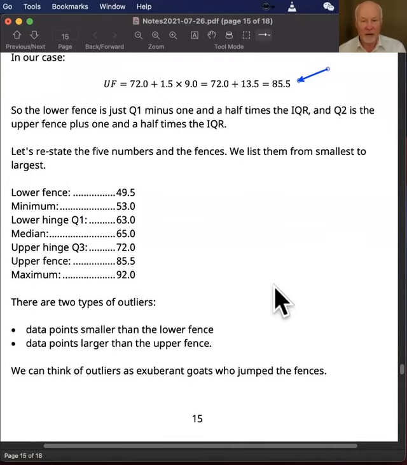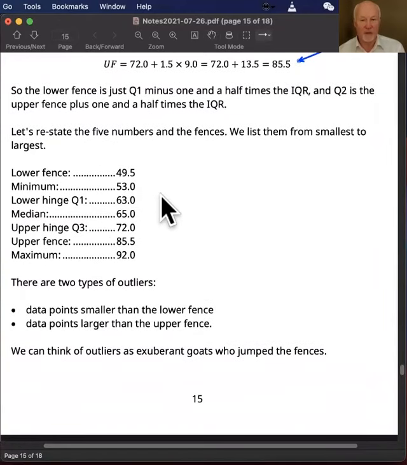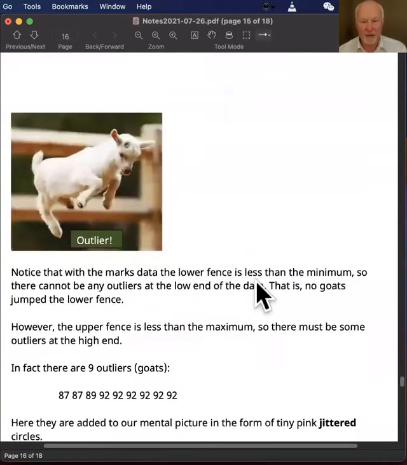Now we can see the five numbers and the fences. This is our full set of calculations that we do when we first get a quantitative variable to try and understand it, to get a picture of it. In our marks data set, what we're looking for is outliers. There are two types of outliers: data points that are smaller than the lower fence, or data points that are bigger than the upper fence. The analogy is that you can think of outliers as goats who jumped the fences.